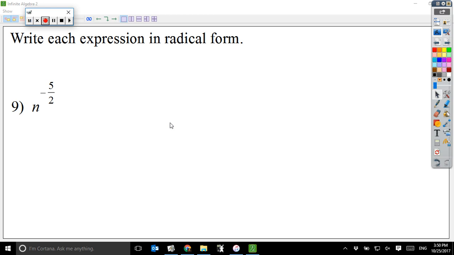Alright, so for number 9, we're going to do exactly the opposite as we did for the first 8. So here we're already in exponential form. We want to put it in radical form. So the first thing I'm going to notice is that minus sign right there. That minus sign means I'm going to have 1 over n. Okay, so n is going to be in the denominator.